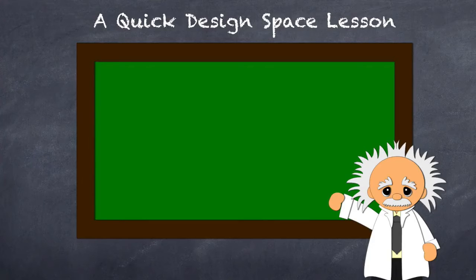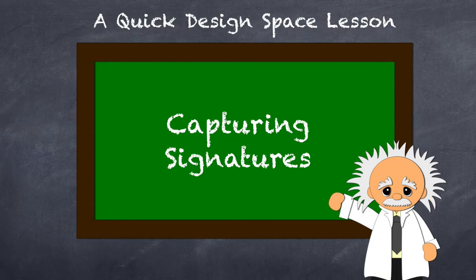All right, so in this lesson, we're going to be learning how to capture some signatures in Cricut Design Space, but we're also going to be using an app that is available on the iPhone and Android types of products, okay? So in this example, we're going to be using the iPhone. So let's go ahead and get started.